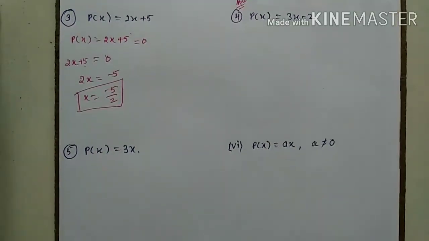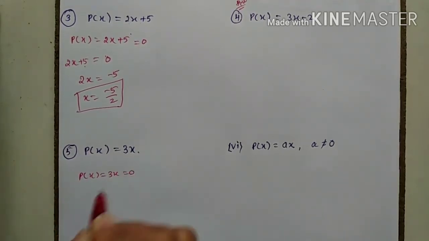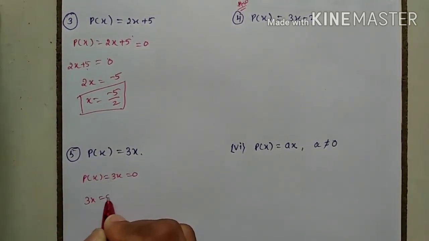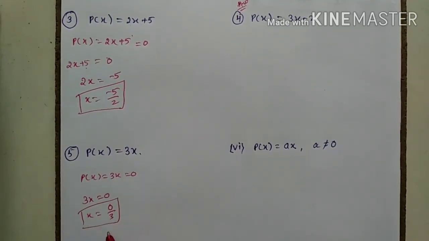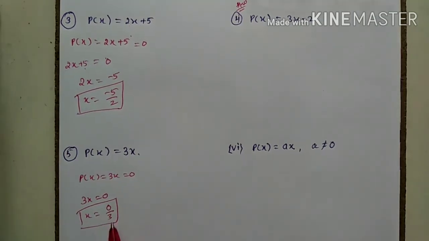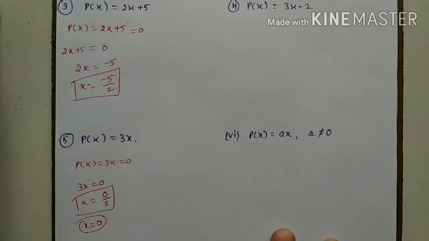Now come to the next question. p(x) equals 3x. So I am putting it equal to 0. So 3x equals 0. x equals 0 by 3. If I put 0 by 3 as x, you will get 0. Ultimately, if 0 is divided by anything, it will be 0. So x equals 0 is the zero of the polynomial.